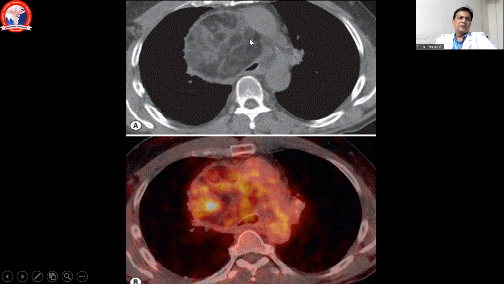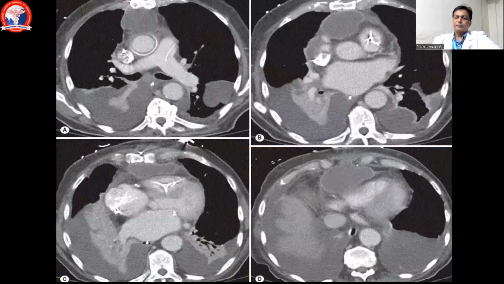And these soft tissues are showing very high uptake of FDG. So this goes in favor of liposarcoma of the mediastinum. We'll see the next image.